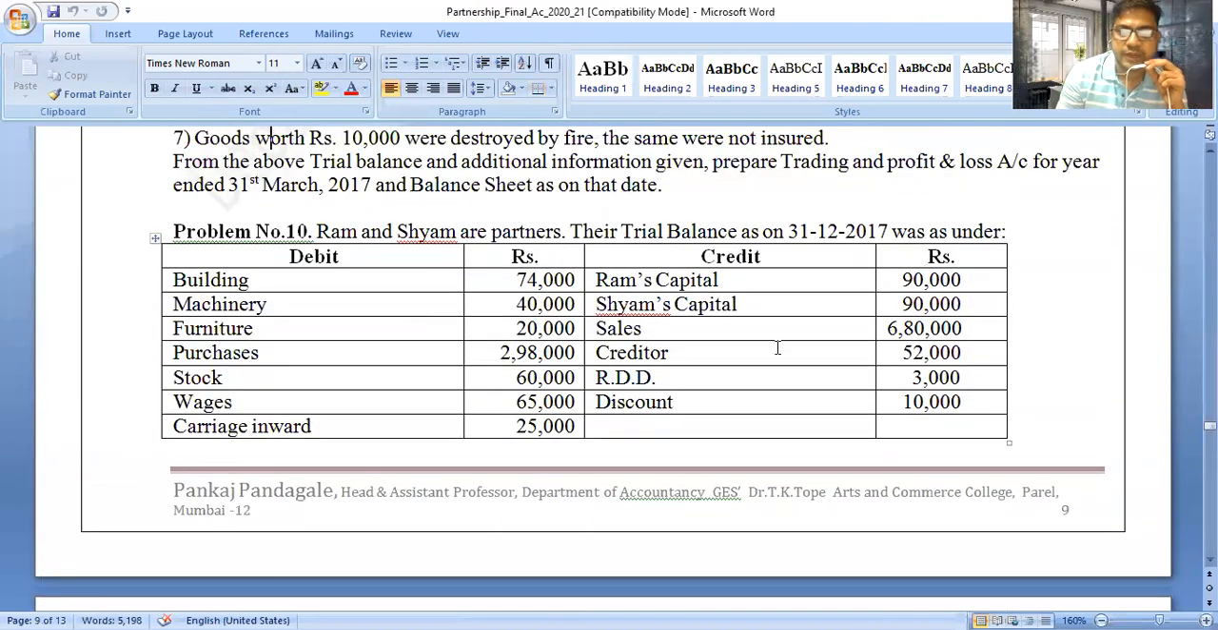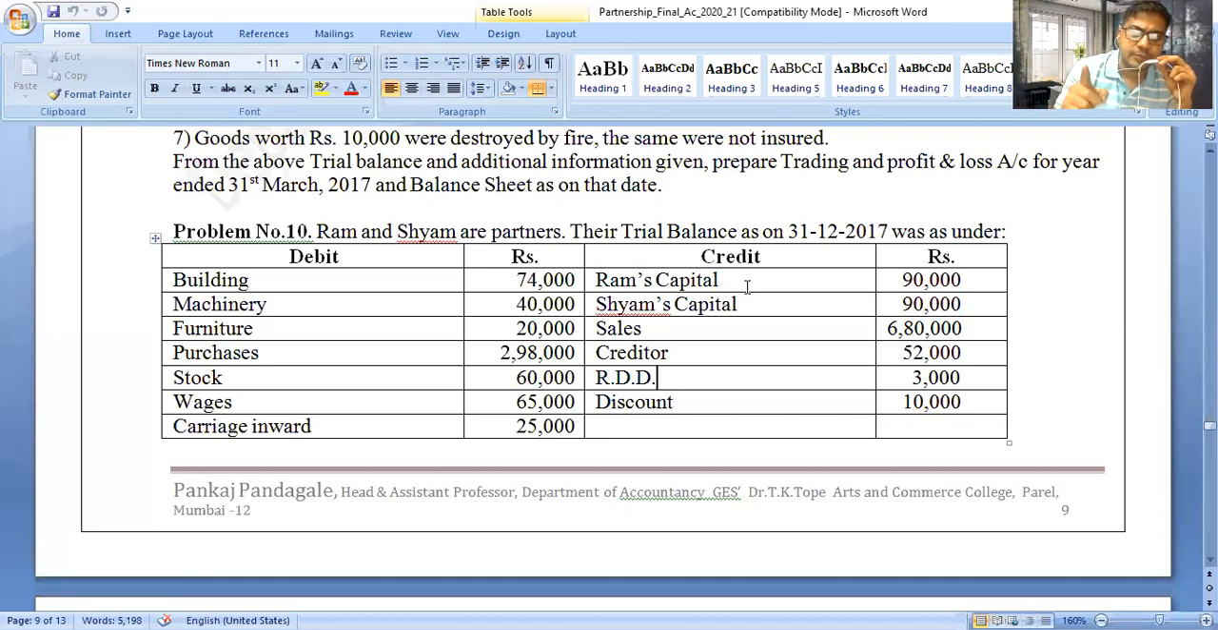Now come to the credit side. Ram's capital, Sham's capital. We have to write balance sheet, liability side. Sales, trading account, credit side. Creditors, balance sheet, liability side. RDD, it is an old RDD. It is an old RDD, less from bad debts. Last problem we have discussed.